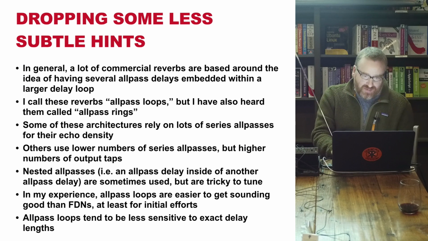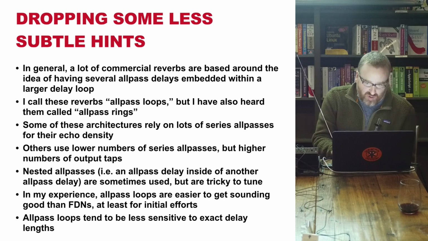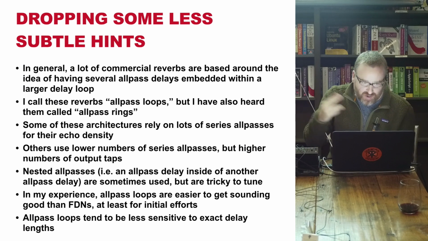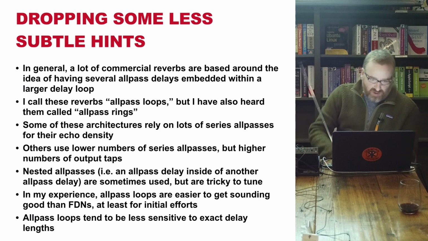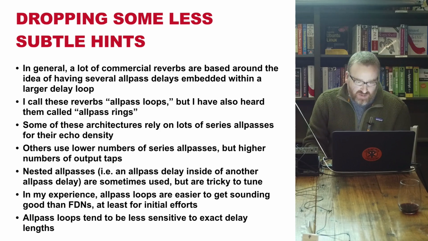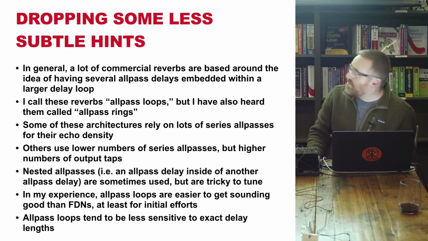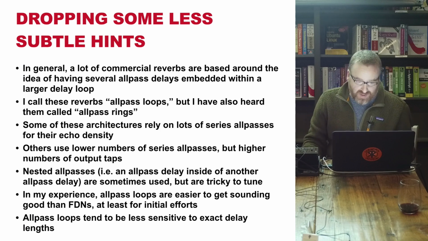Okay, this is less subtle. A lot of commercial reverbs have all-pass delays within a larger delay loop. I call them all-pass loops. They've also been called all-pass rings. They often have a lot of series all-passes for the echo density. Some have fewer series all-passes but a higher number of output taps, where they tap from the delays between them, or from the delays within them. Nested all-passes, the Lexicon 224 used that.